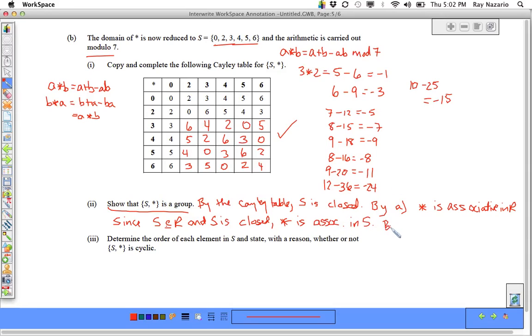By A, the identity of star equals 0. And by A, all elements in R, all elements in the reals have an inverse of the form negative A over 1 minus A, A not equal to 1.